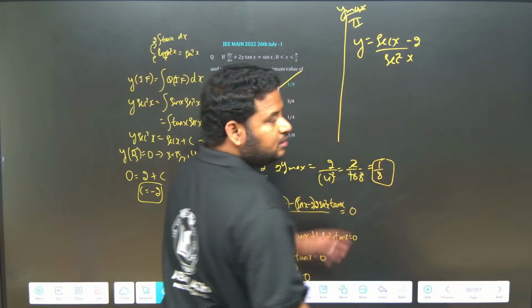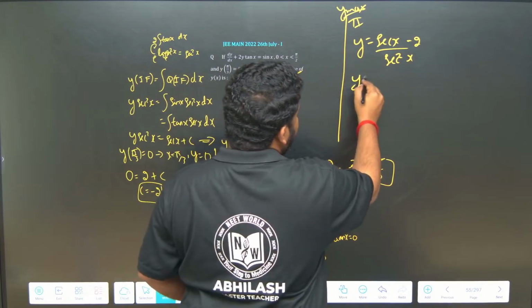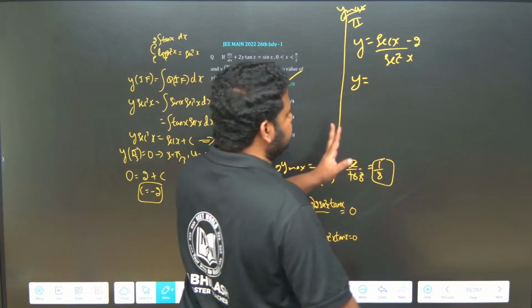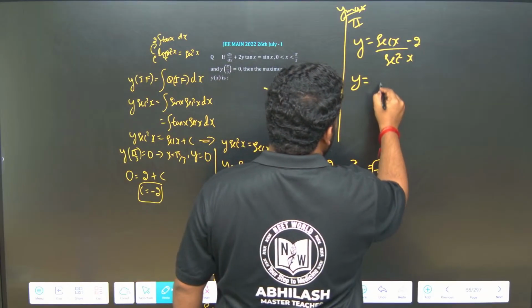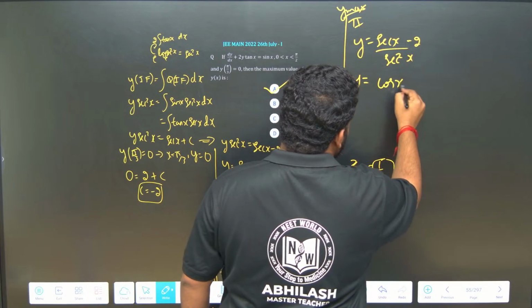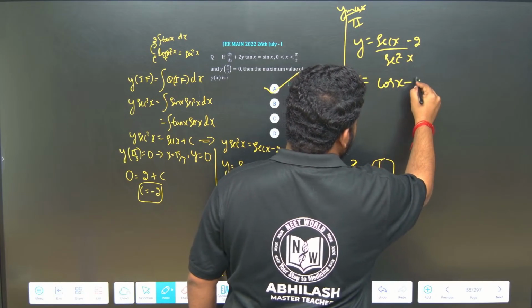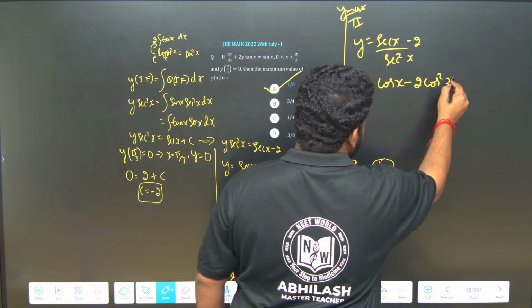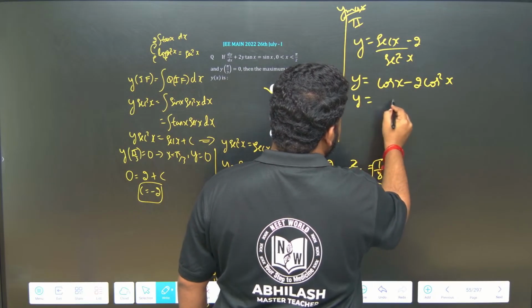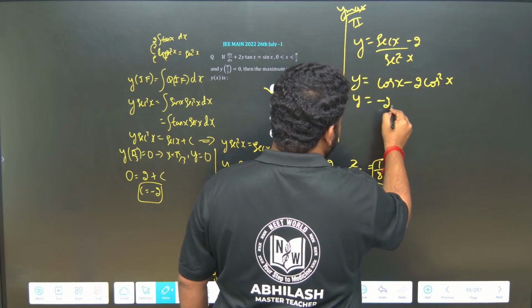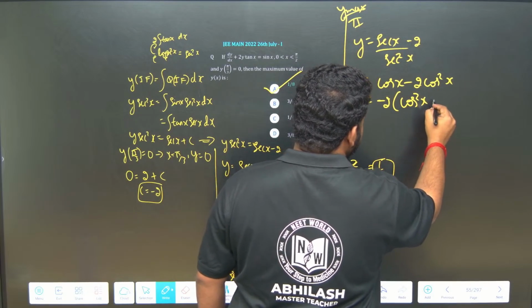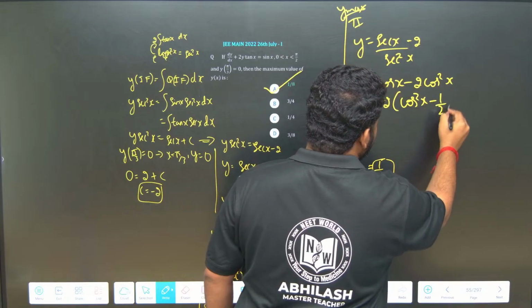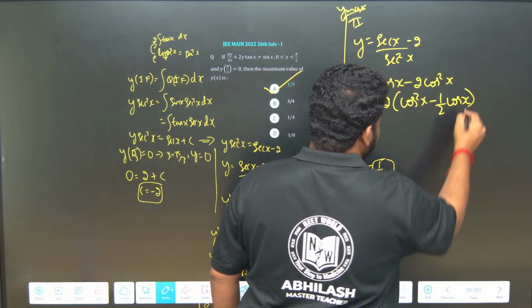Correct? So I will separate the numerator and divide it by the denominator. This will give me 1 by secant x, that will become cos x, and 2 by secant square x will give me 2 cos square x. Now y is equal to, if I take minus 2 outside, cos square x minus 1 by 2 cos x.